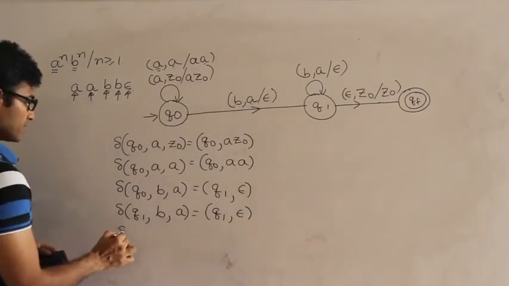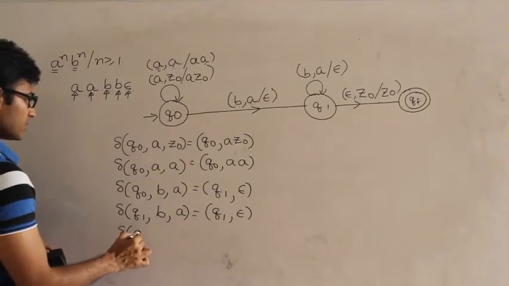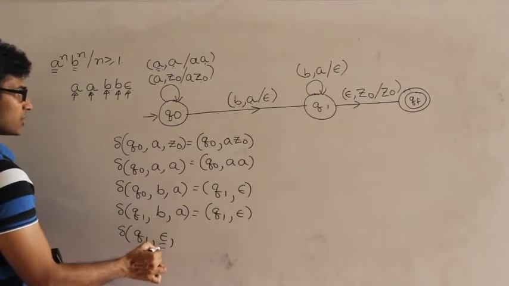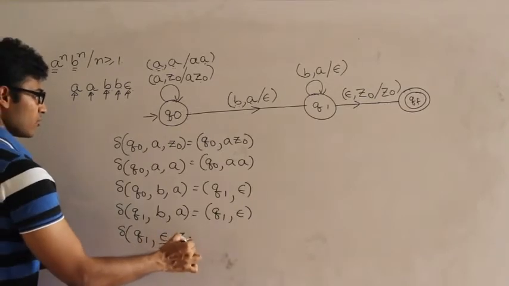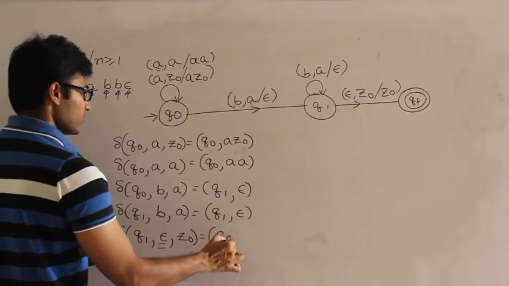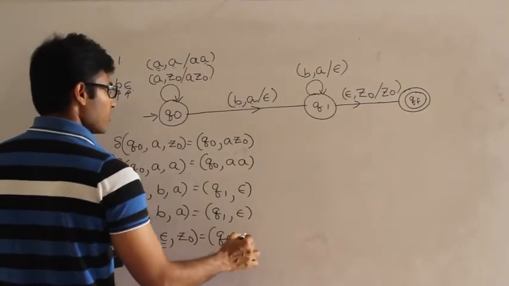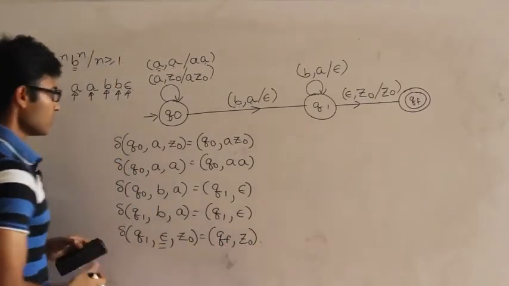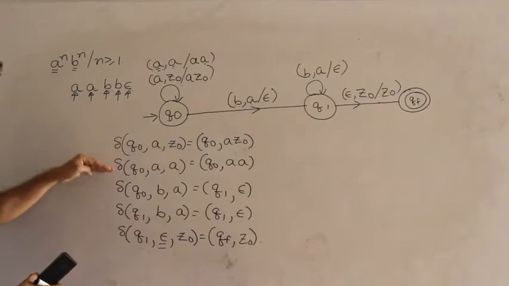Finally what happens is, finally I'll be in state Q1 and I'll see the input epsilon, which means the entire input is over and Z0 is on the bottom of the stack. Then I'm going to state QF and I'm going to leave it as Z0. Okay, so this is called the transition function.